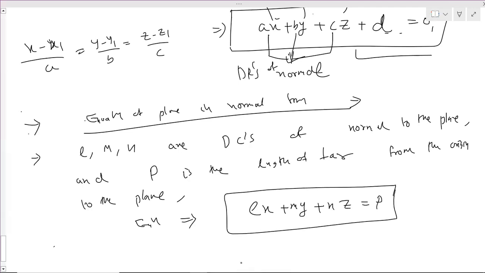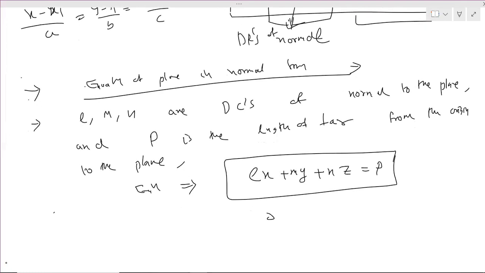All right. In vector form, this is r dot n cap equals p. Please note it down.